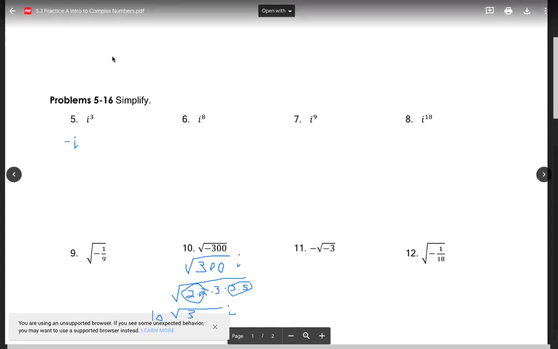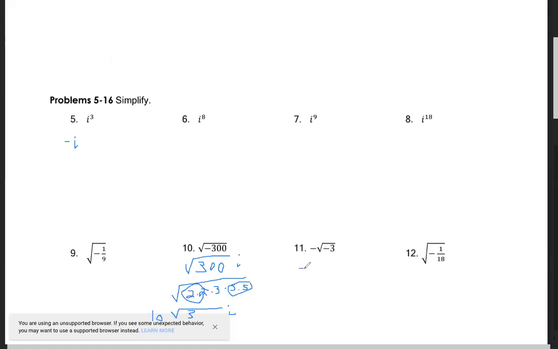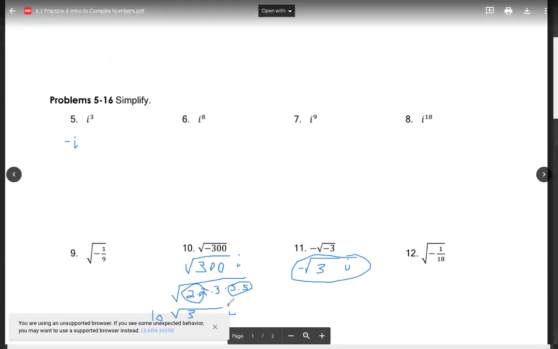Now, sometimes what's going to happen is you might not have to reduce anything, like on number 11. The 3 right here is as low as it can get. So all I would have to do on one like number 11 is simply rewrite it. That's the main gist of this lesson right here.